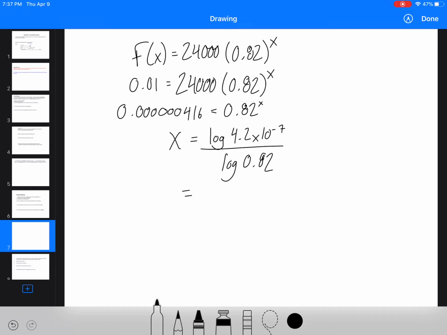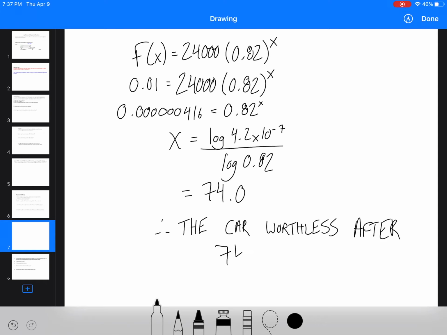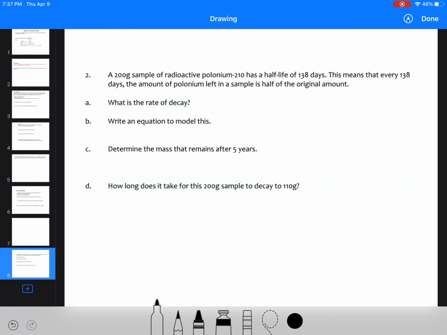So then we're going to log that divided by the log of 0.82, and we get 74.028 years. So therefore, the car is worthless after 74 years.